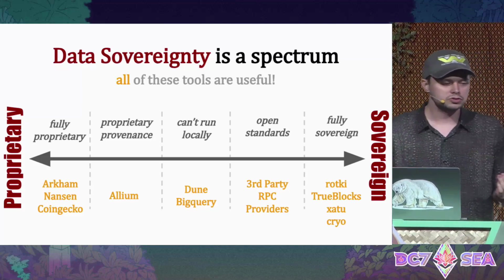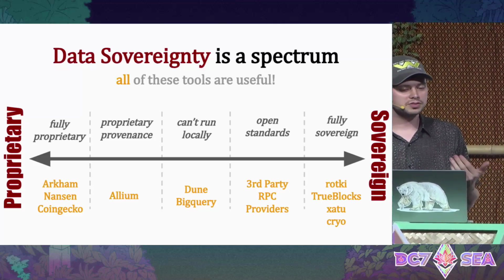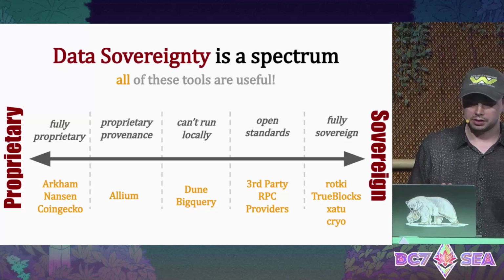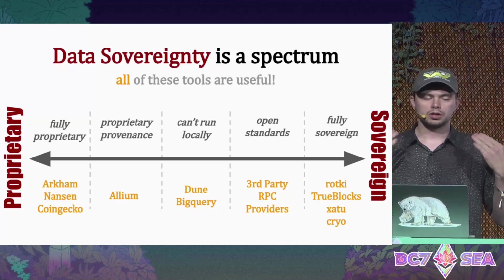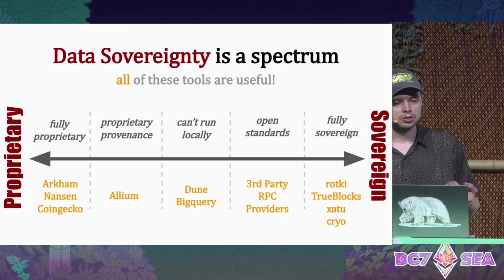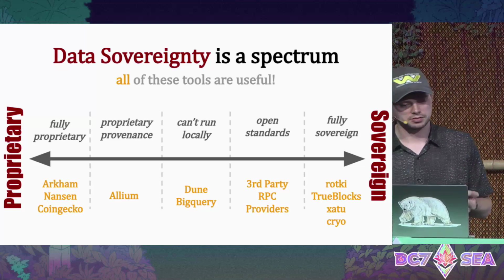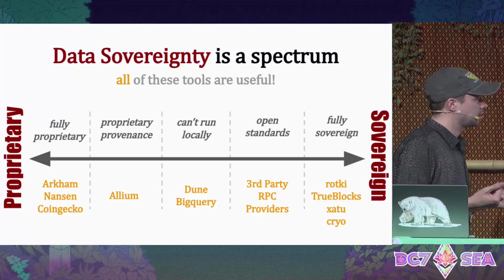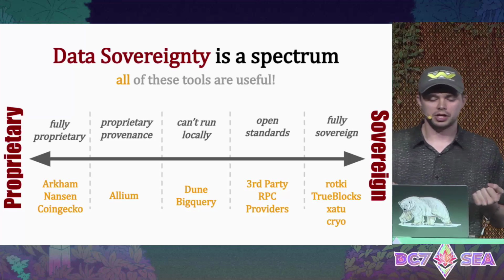Maybe something is closed source, but it uses open standards. Or maybe it's open source, but you can't run it locally. And in the same way that you don't always need 100% decentralization, you don't always need 100% sovereignty. I use plenty of tools that are not sovereign all the time. You should always be using the right tool for the job.